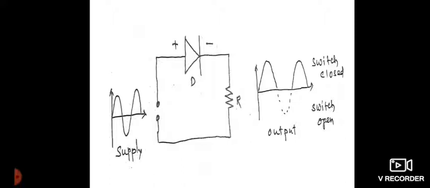across the output. Whereas, the negative half cycle of the input supply will make the diode reverse biased and the diode does not conduct; the diode acts as an insulator or an open switch. So, during the negative half cycle there is no current flow through the load resistance R, and hence the negative half cycle is eliminated at the output. So, here you can have the diode as an on-off switch. During the positive half cycle the diode is switched on, and during the negative half cycle the diode is switched off.